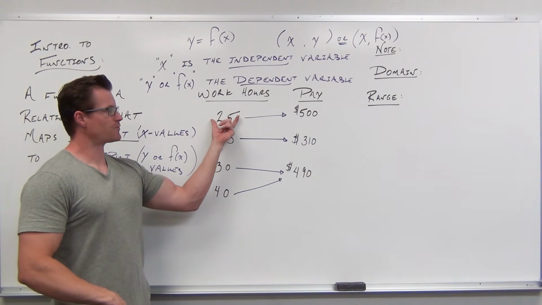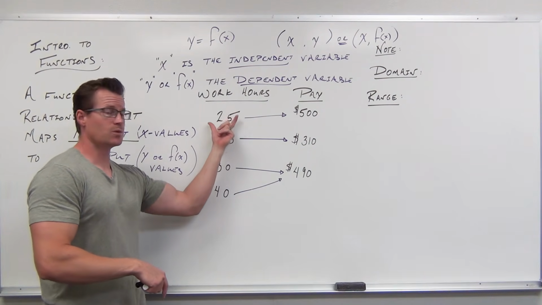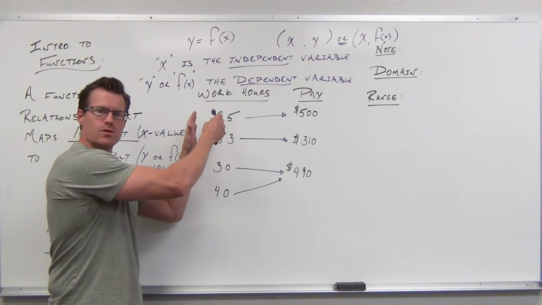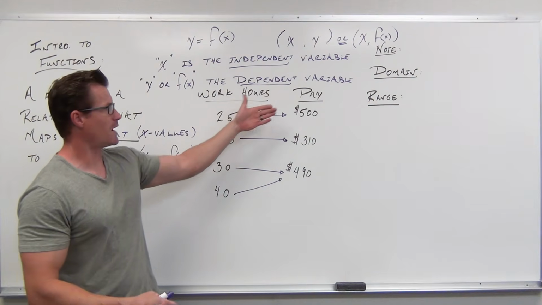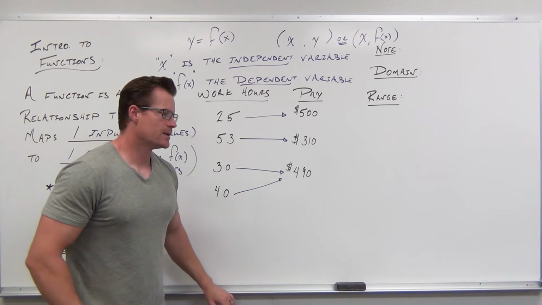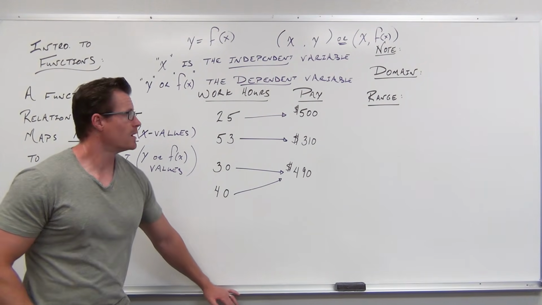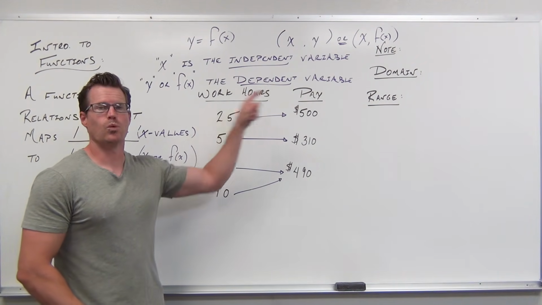We're looking at what we do first to get out something later. Our inputs are what we're plugging in first. Our domain, this set of x values right here, are our inputs. Our outputs are 500, 310, and 490. That's our range. Now, here's the only thing you've got to check to determine whether this is a function. Look at your input and see if it gives you one output.